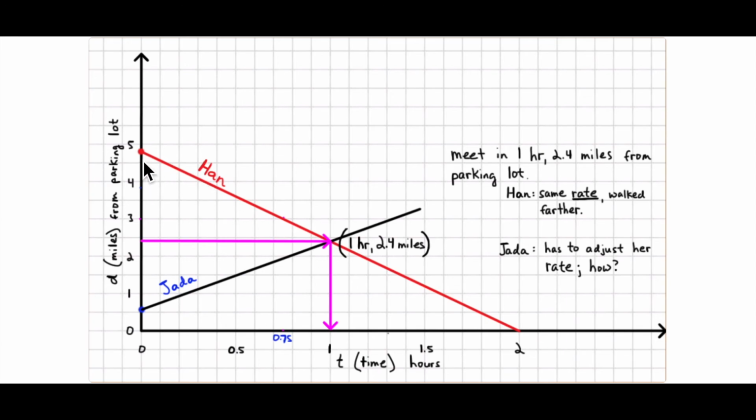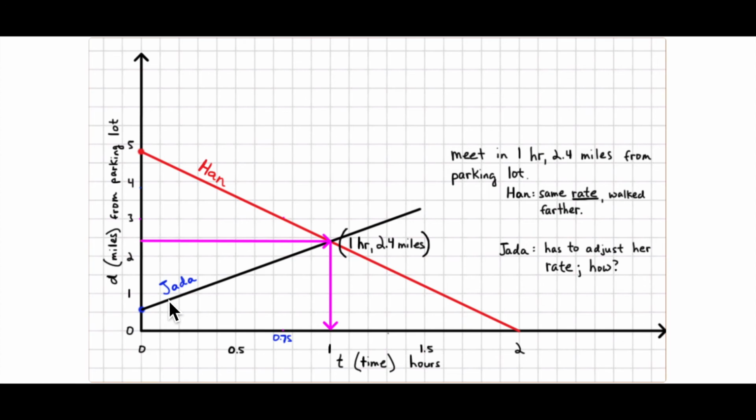So from right here, 4 8/10 minus 2 4/10, it's halfway actually, gets you to 2 4/10 miles in that 1 hour. So Jada has to reach that same point. So what does she have to do for her rate? She has already walked the 6/10 of a mile. So now she has to walk another 1 8/10 miles to get out here to 2 4/10 miles.